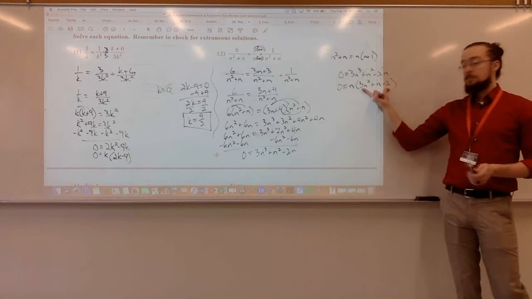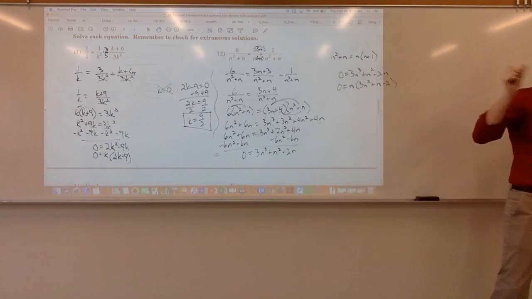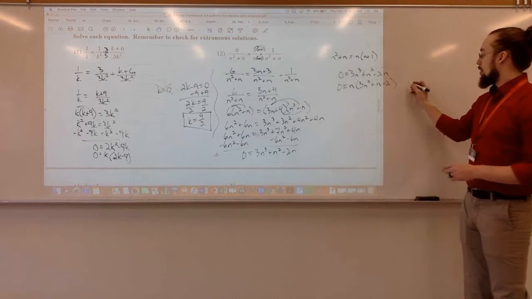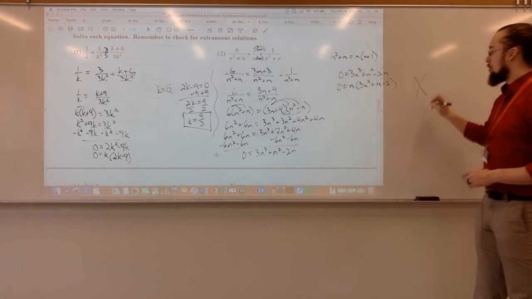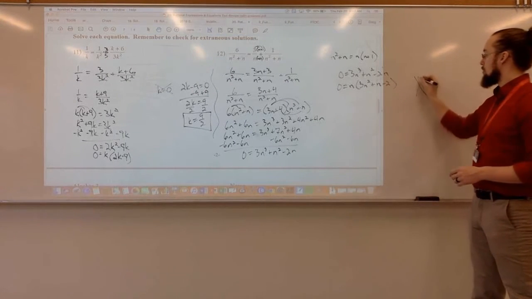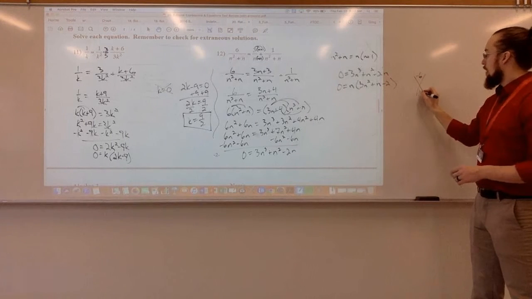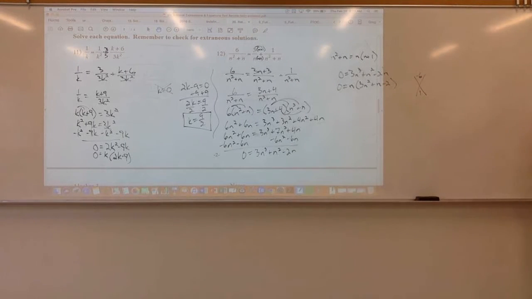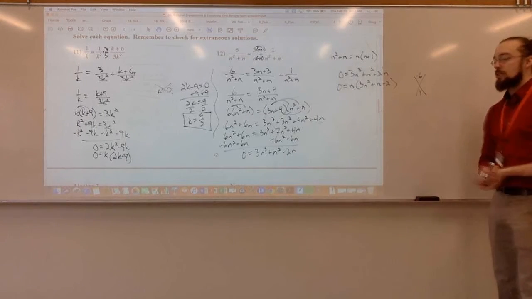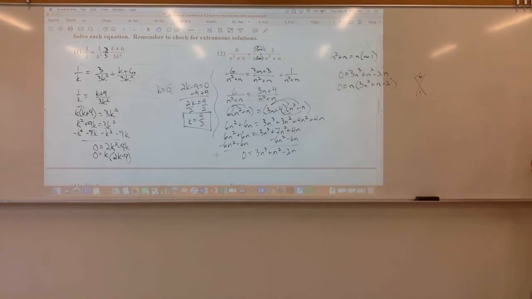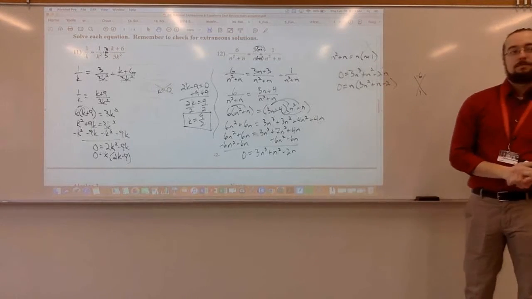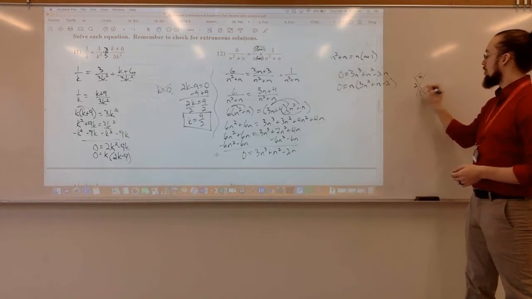Now, here, I can x factor this. So I can come off to the side here and say I want 2 numbers that multiply to 3 times 2, which is negative 6, that add to positive 1. What numbers would multiply to negative 6 and add to positive 1? It would be 2 and 3.